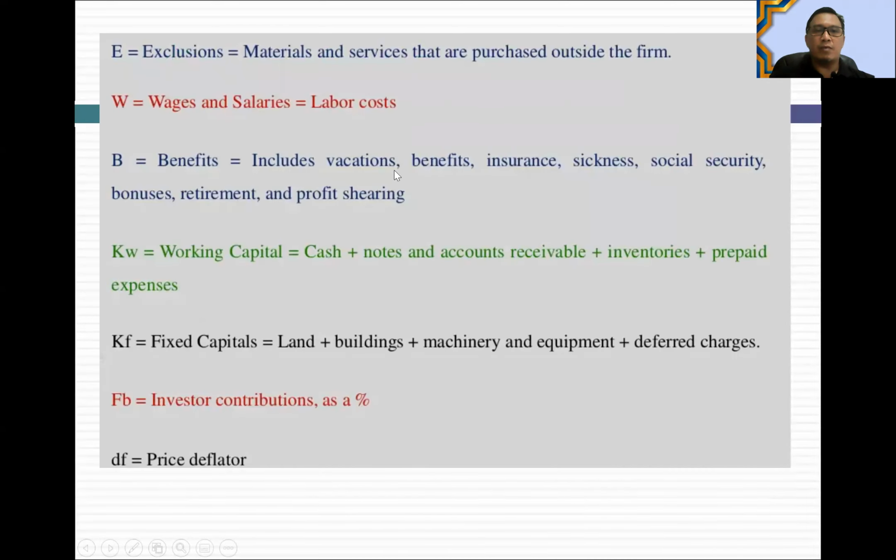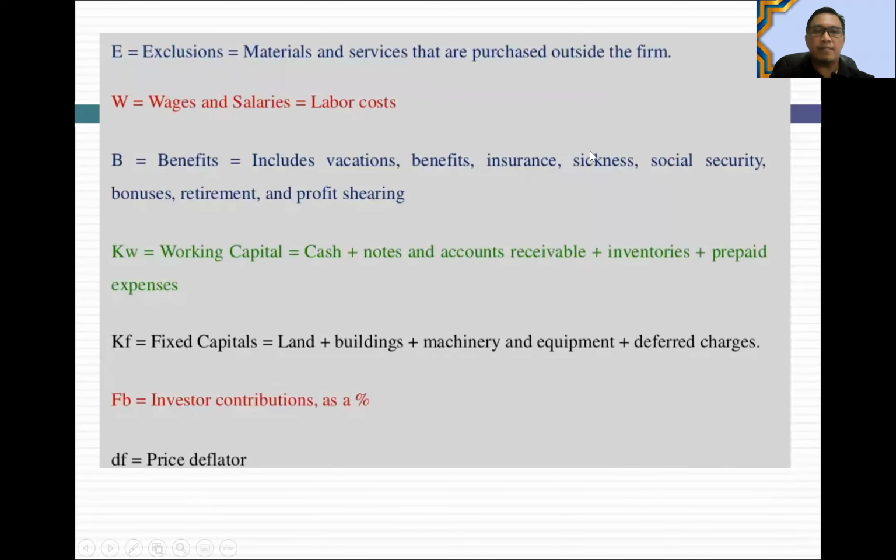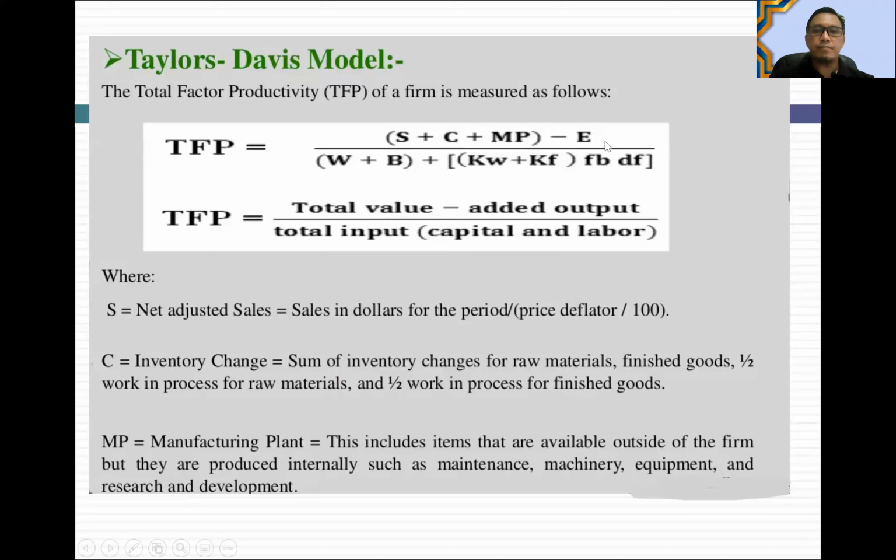W and B. W is the wages and salary. Oh, sorry, I forgot the E here. E is the exclusion, exclusive material and services that are purchased outside the firm. That's the E. And then we have some notation here like WB, KW, KF, FB, and DF.